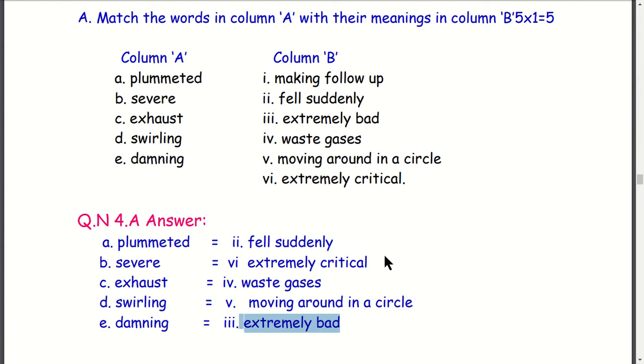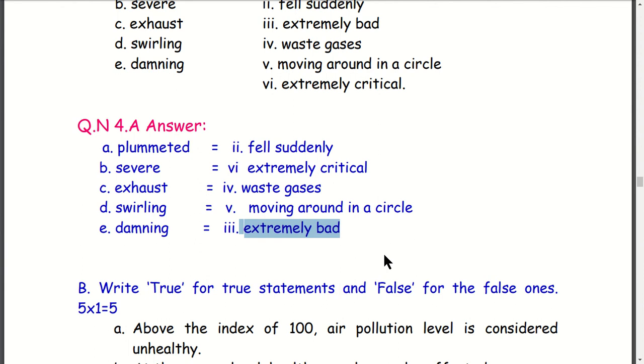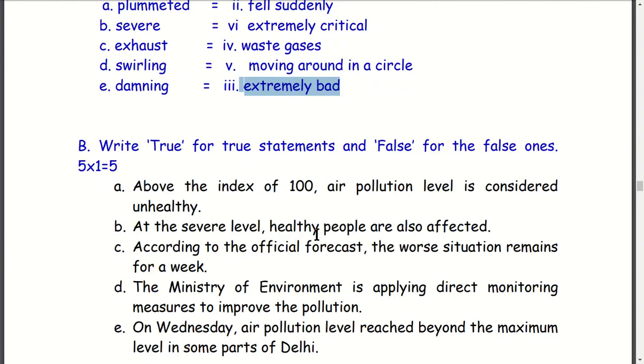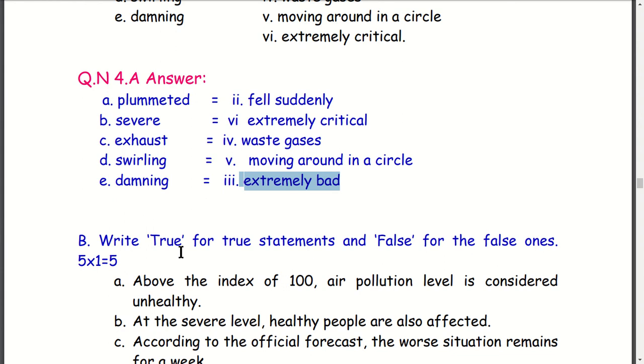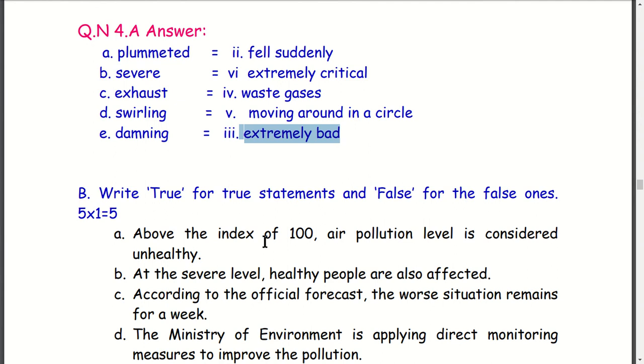Okay, then one question carries 1 mark, and with 5 questions and 5 alternatives, that is 5 marks. Question number B: write true for a true statement and false for a false statement. Copy down the statements and write T for true and F for false.